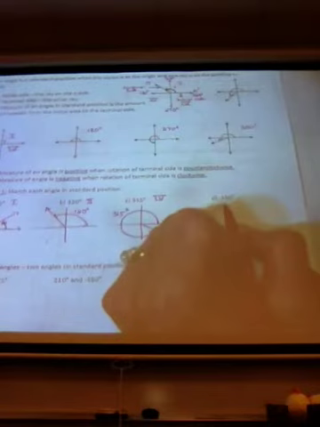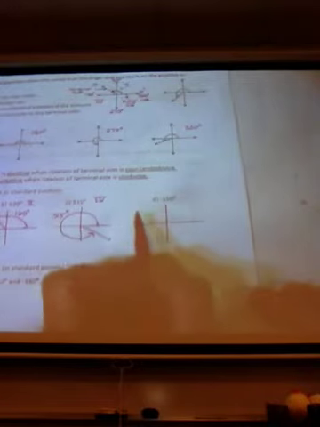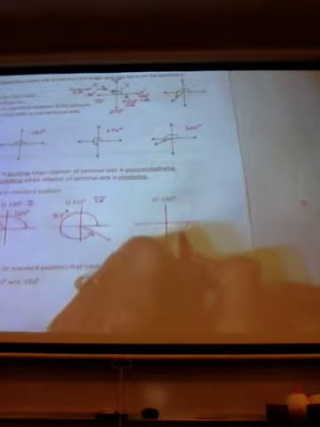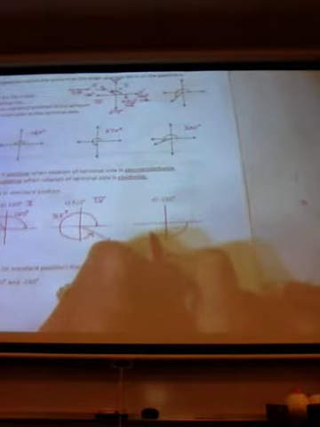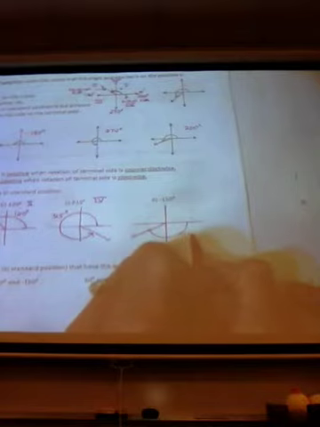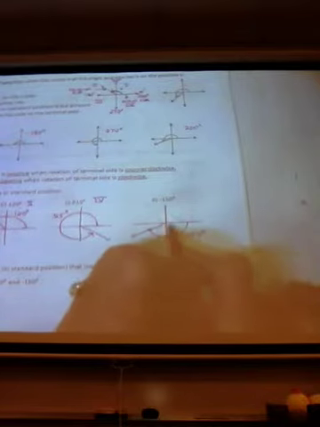And the last one, negative 150, would land in which quadrant? Third. And will it be closer to the x or the y? X, because it's going to go 90, and then it's going to go another 60. So it would be negative 150.